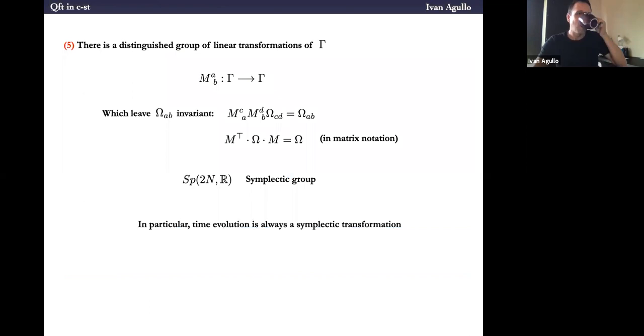Last ingredient: there is a distinguished group of linear transformations in the phase space. Every time you have a mathematical structure, there is the group of isometries, the structure-preserving maps, the maps that preserve the main structure. In classical mechanics, they are the linear maps M that preserve the symplectic structure, which is the main quantity, as I said. So this is with indices, this is in matrix notation, and they form what is called the symplectic group. So the symplectic group is the group of isometries of your mathematical construction. If you want, the group of linear canonical transformations. And in particular, time evolution is always a symplectic transformation. So just keep that in mind.